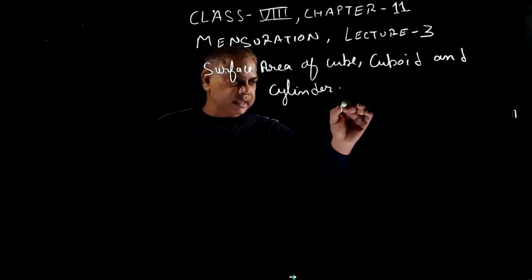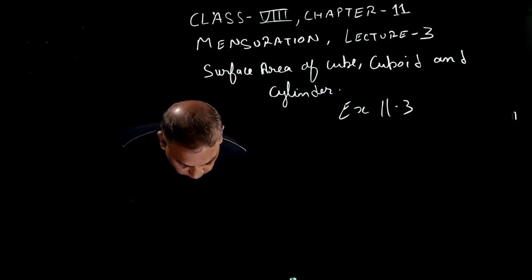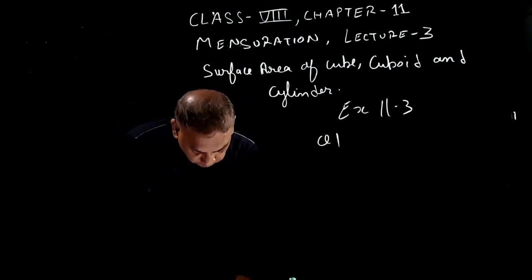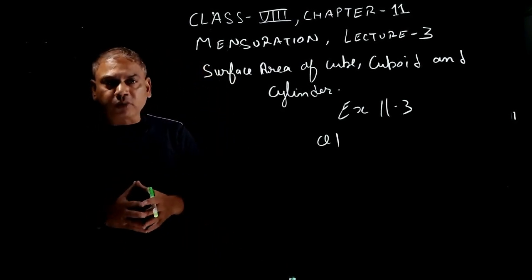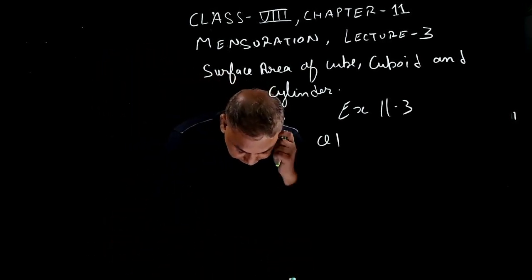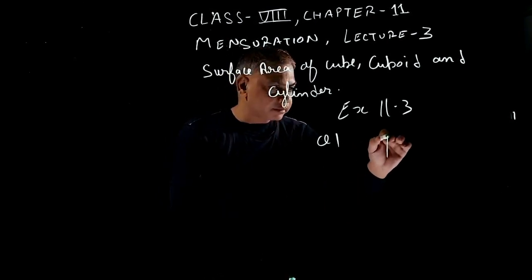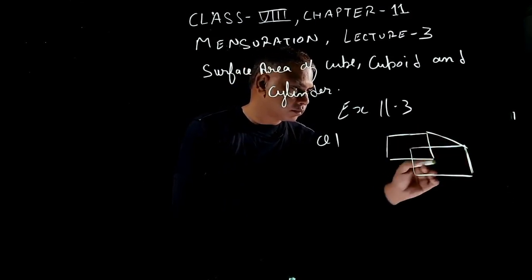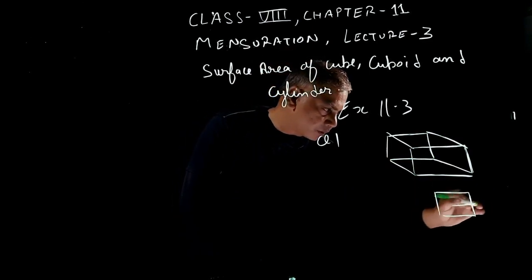Now student, come to the exercise 11.3. There are two cuboidal boxes as shown in the figure. Question number 1. Which box requires the lesser amount of material to make? Okay, lesser amount of material required है, we will find out the area. The first figure is given, that is cuboidal shape. A figure जो है बेटा cuboid shape का है. And the second figure is of the cube shape.